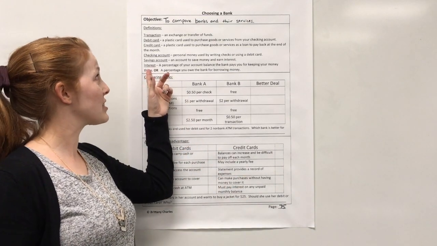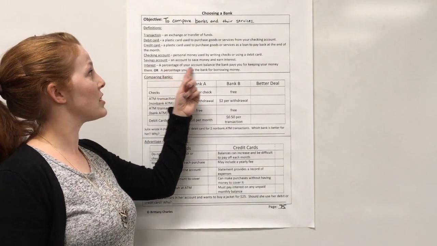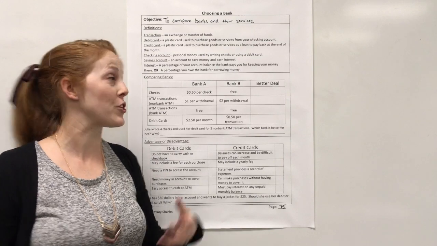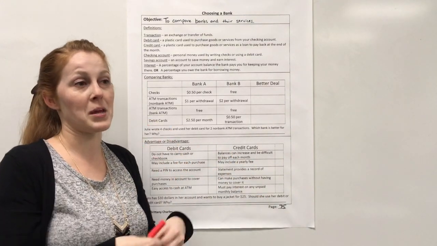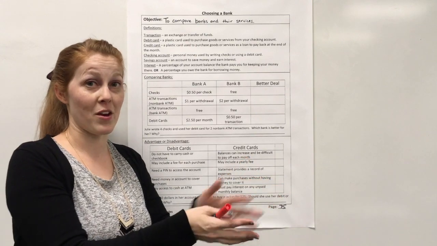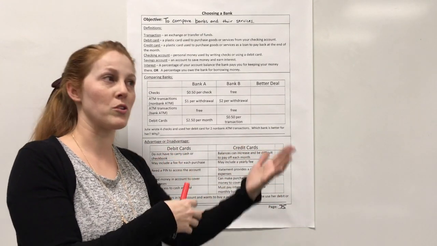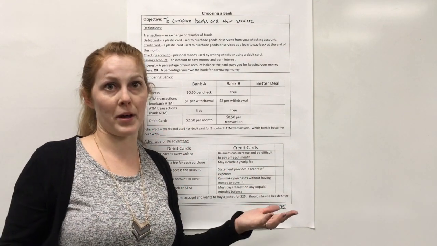And then interest, there's two different meanings for that. One meaning is a percentage of your account balance the bank pays you for keeping your money there. So every year they might give you a very small percentage of money back as a thank you for keeping your money there, because they'll actually borrow your money and use it to loan to people and stuff. So they're paying you a little bit for getting to use your money.